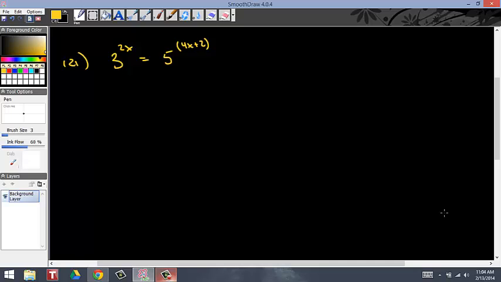I'm not going to multiply by the natural log of anything. I'm going to take the natural log of both sides. So I'm going to go through this very, very slowly. This is the natural log of 3 to the 2x is equal to the natural log of 5 to the 4x plus 2. Now, properties of exponents say when I have an exponent in the answer component, what can that exponent do? What can the 2x do?